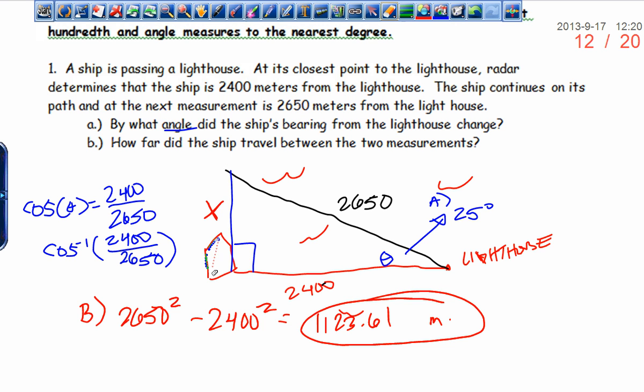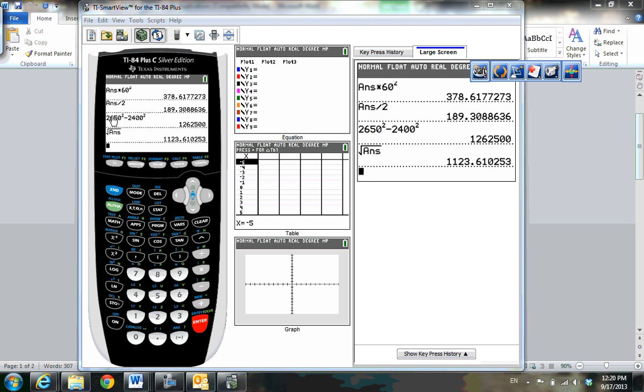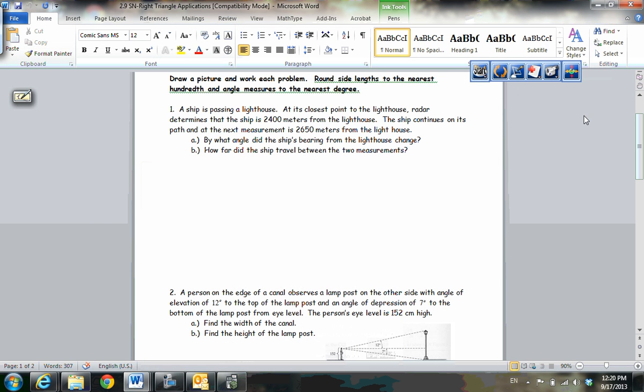I have a question. Yes, ma'am. Did you already square those numbers, or did you just subtract? You squared it, so this distance squared minus this distance squared gives me this squared, so you need to take the square root of that. In my calculator, I did 2,650 squared, minus 2,400 squared. I was asking if you did it without showing it. All right, any other questions?